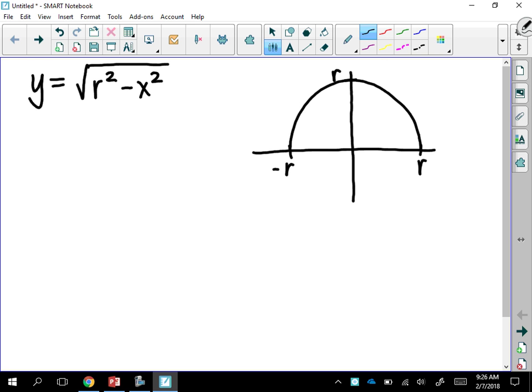So let's see what you came up with. Tell me about the domain. Brackets or parentheses? Brackets, good. So bracket, negative r to r bracket. So there's our domain. And that's obviously going to change depending on what the radius actually is. When I tell you y equals the square root of 16 minus x squared, now you know the radius is 4, and so my domain would go from negative 4 to positive 4. What about the range? What do you get? 0 to r. Yep, 0 to r inclusive.